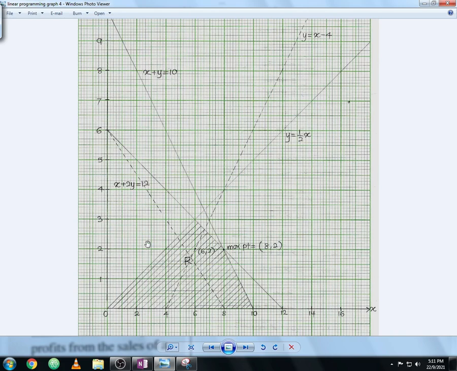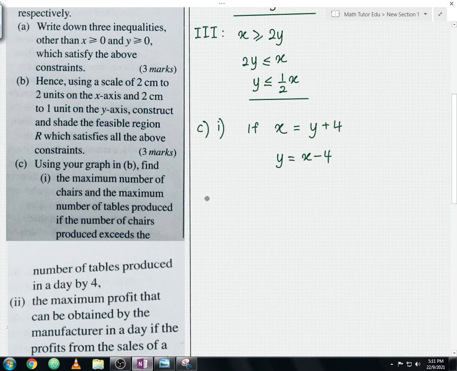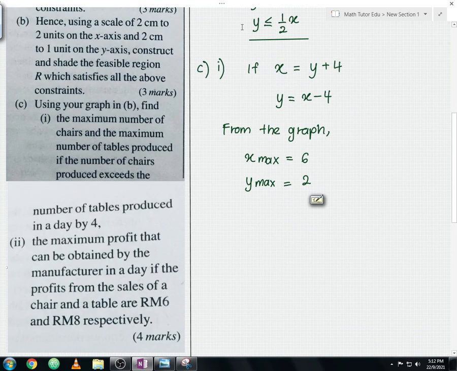So from here, back to our main discussion. Okay, so from the graph, we found out that your maximum number of chairs, or x max, is equal to 6, and your maximum number of tables, or y max, is equal to 2. And as you can see, it is fulfilling the condition as well. Okay, it mentioned that your number of chairs must exceed the number of tables by 4. Okay, it is proven, right? So this is your answer. Okay, so let me underline this first.